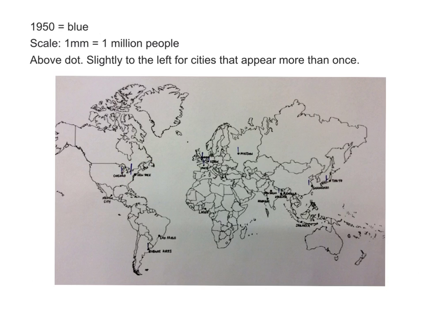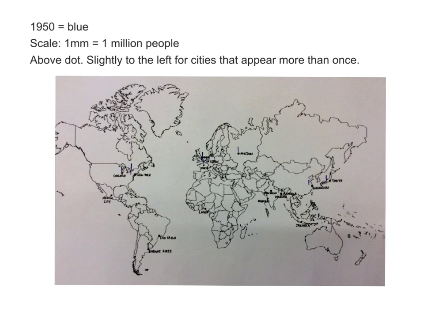Now, note how I've drawn it above the dot, and it's slightly to the left here because I know that New York appears more than once. So for that reason, I'm going to have to draw perhaps 2 or 3 lines above New York, which is why I've positioned it slightly to the left.